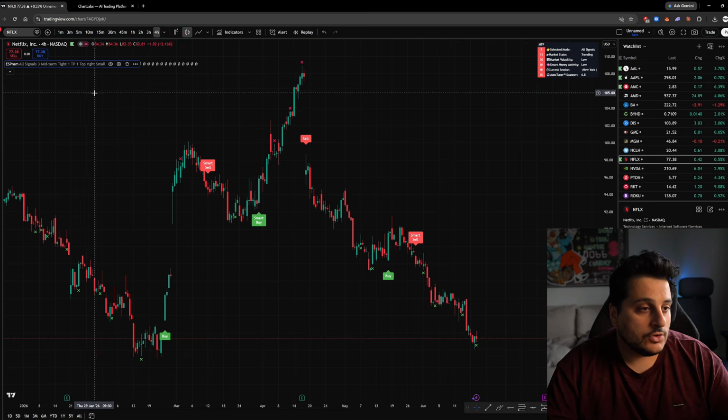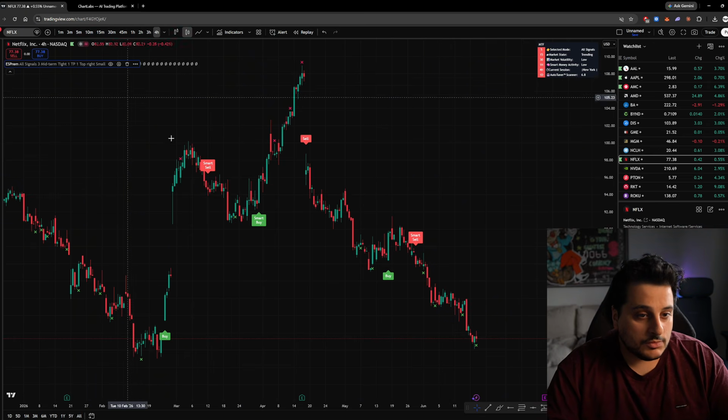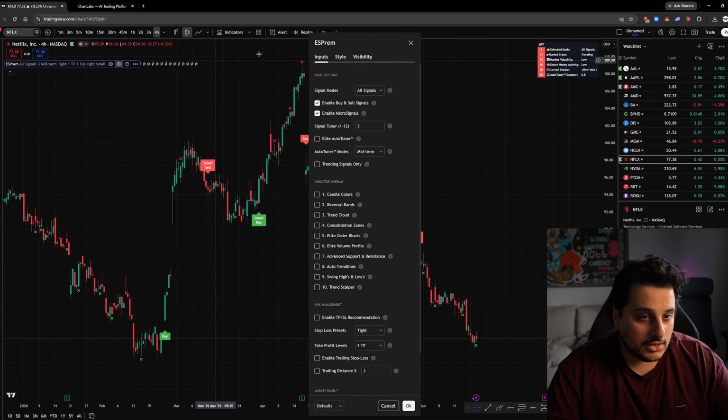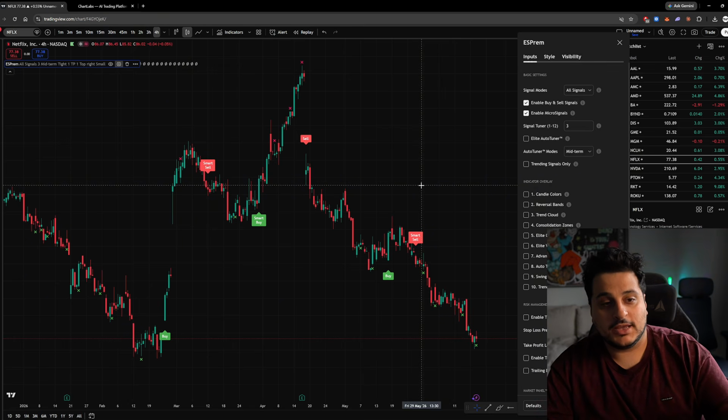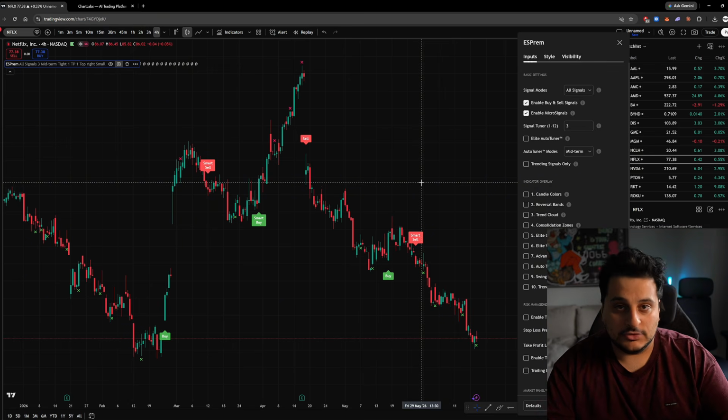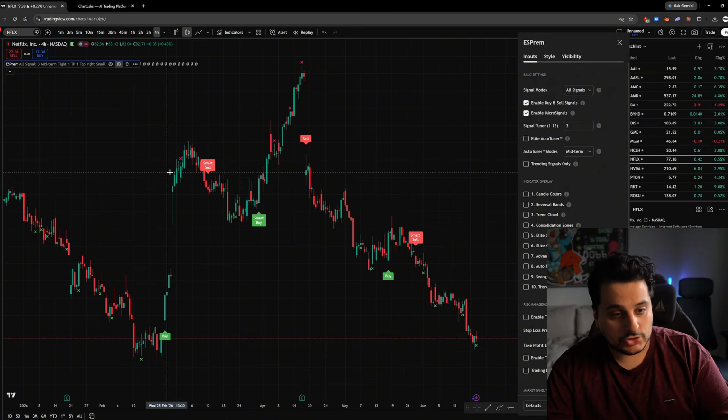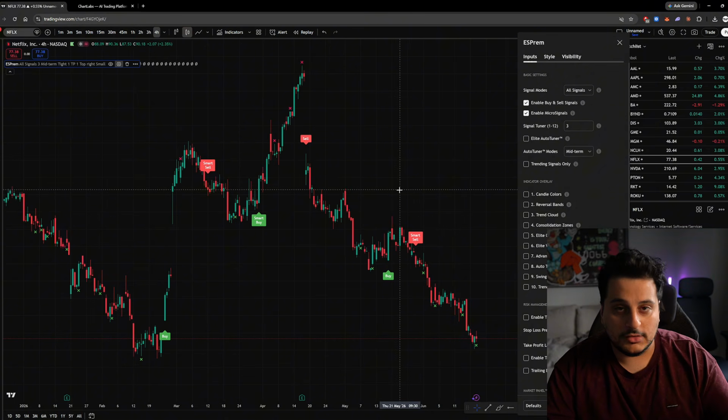So without further ado, what we want to do is we want to activate a couple features inside of this algorithm right here that's going to help us determine what's happening with the chart and whether or not we're buying or selling on the chart, and also help us understand what the current market conditions are, which is very important for our trades.